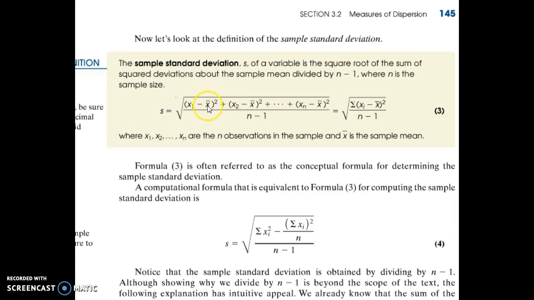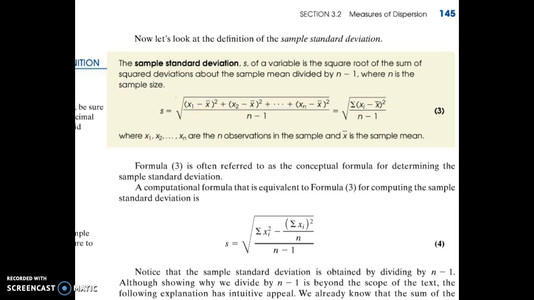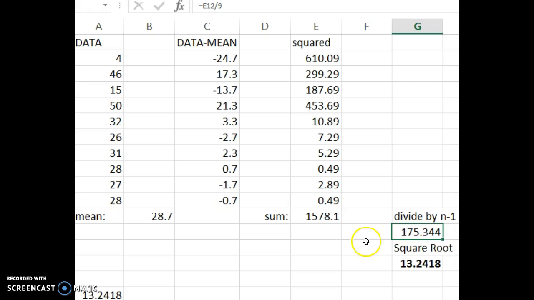And then the formula says now divide by n minus 1. So n is how many data values there are. There are 10. So I divide by 9 here. This sum divided by 9. And finally, since we've reduced everything inside, now we can take the square root. And you take the square root and you get this value. So that's how you would work it out by hand, following the formula.